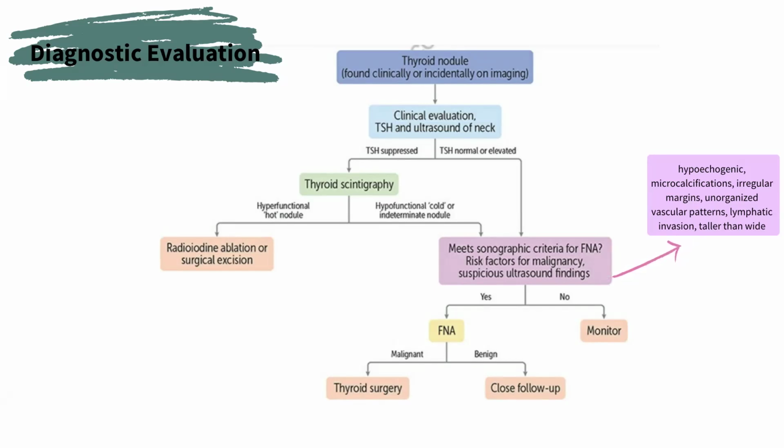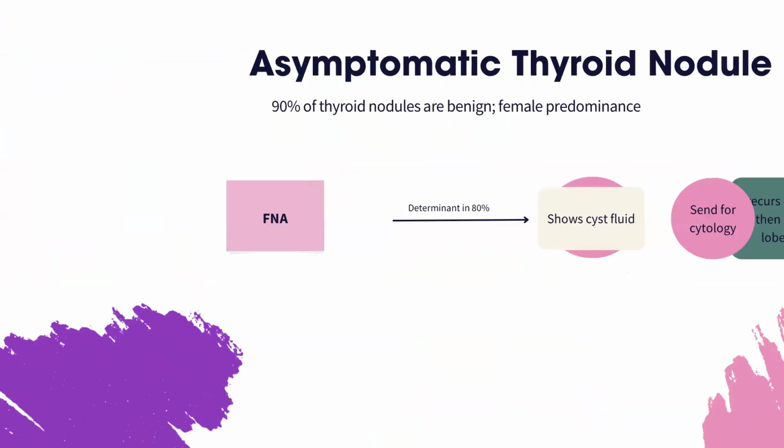So if there's any ultrasound findings that are irregular, or if it's a cold nodule, so the irregular findings such as hypoechogenicity, microcalcifications, irregular margins, lymphatic invasion, then you want to proceed with your FNA. Your FNA will then guide you with what you want to do next.